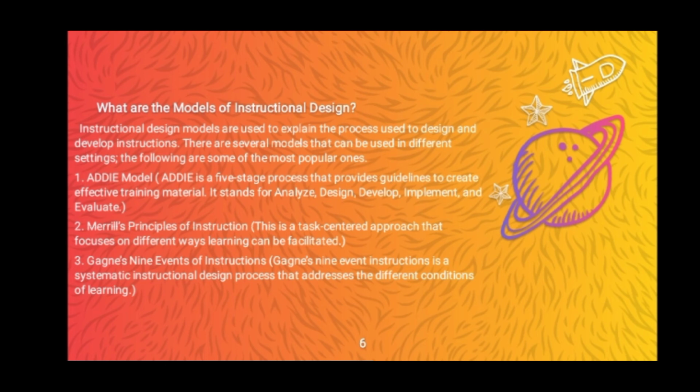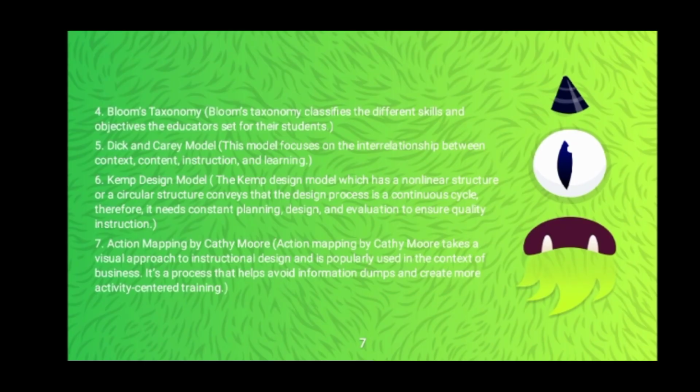2. Merrill principles of instruction. This is a task-centered approach that focuses on different ways learning can be facilitated. 3. Gagne's 9 events of instruction. Gagne's 9 events of instruction is a systematic instructional design process that addresses the different conditions of learning. 4. Bloom taxonomy. Bloom taxonomy classifies the different skills and objectives the educator sets up for their students.